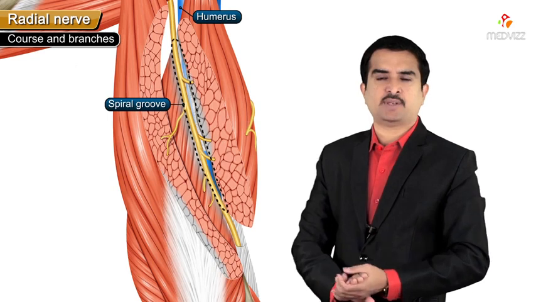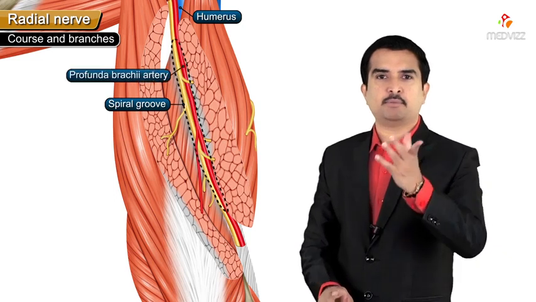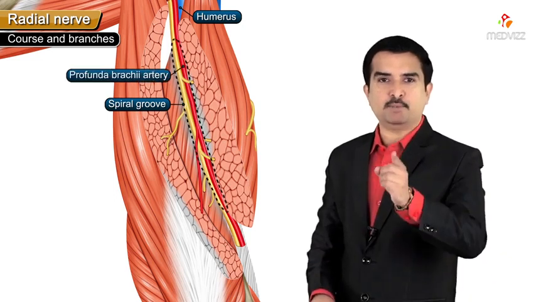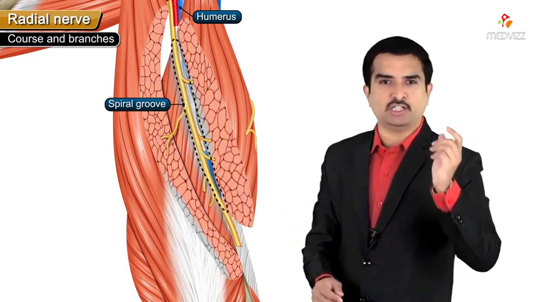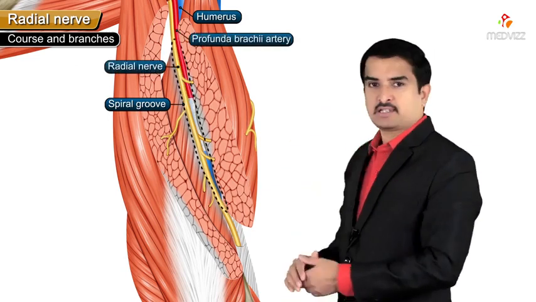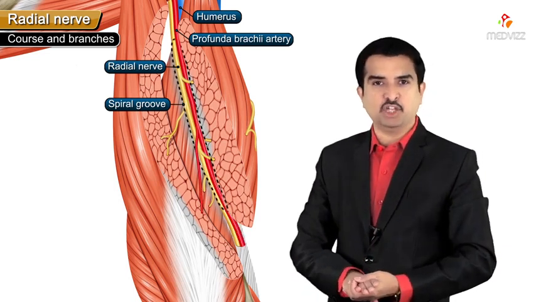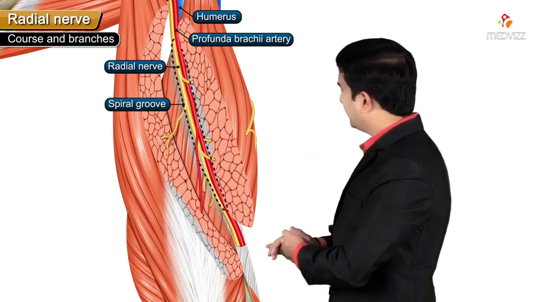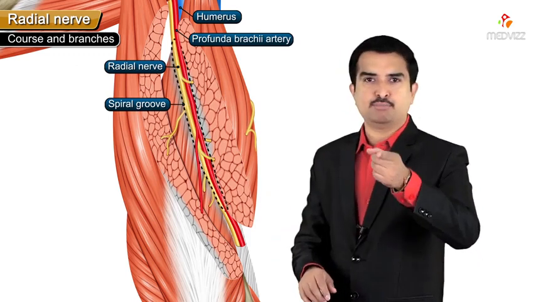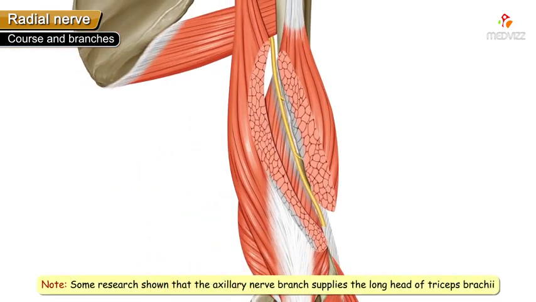So what are the other structures we can appreciate in the spiral groove? One of the important vessels is the profunda brachii artery, which is also known as the deep branch of the brachial artery. This profunda brachii artery also runs along with the radial nerve through the triangular space, and it continues in the spiral groove located at the posterior aspect of the humerus. So in the spiral groove we have two important structures. One is the radial nerve and another one is the profunda brachii artery. The radial nerve in the arm supplies the lateral, medial as well as long head of the triceps.